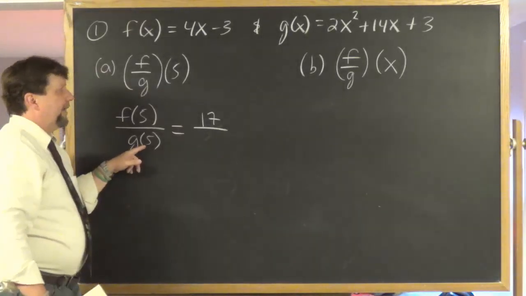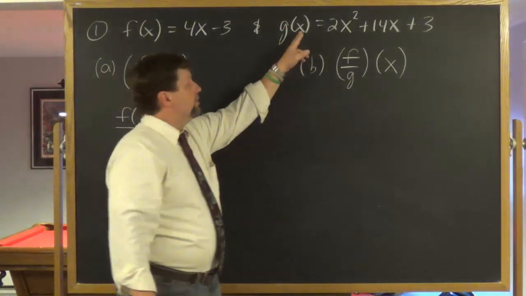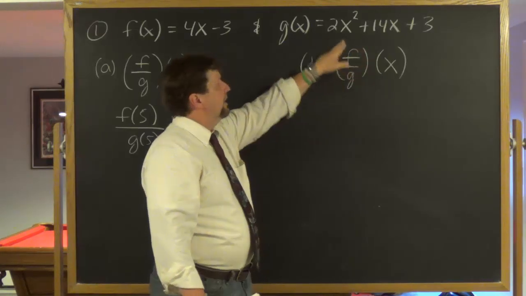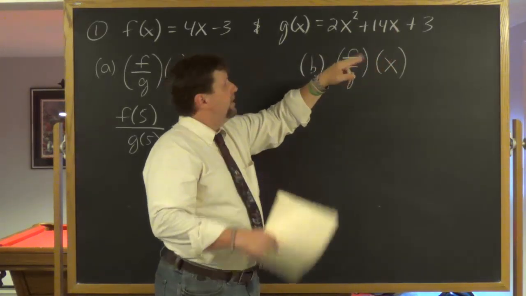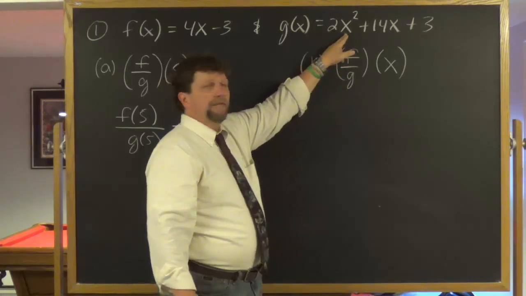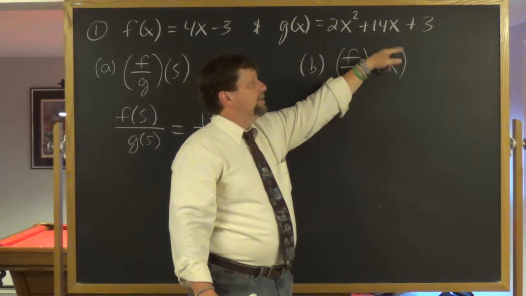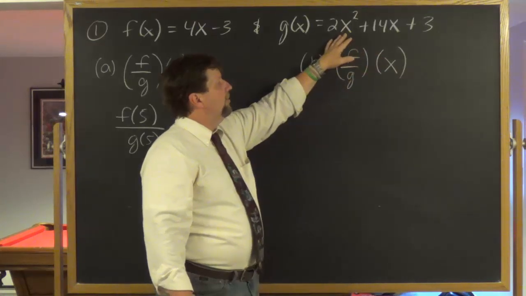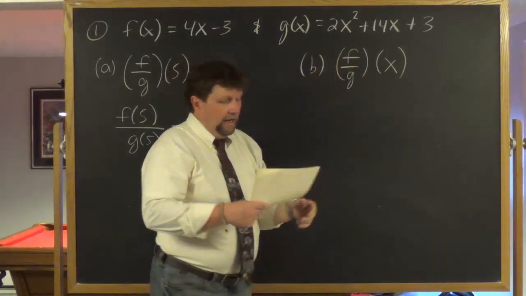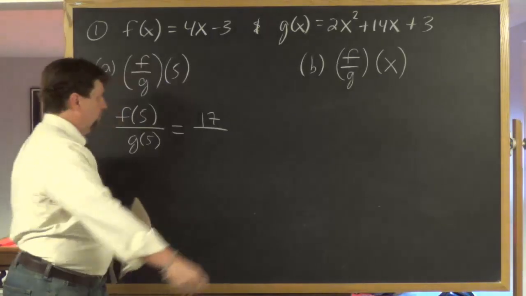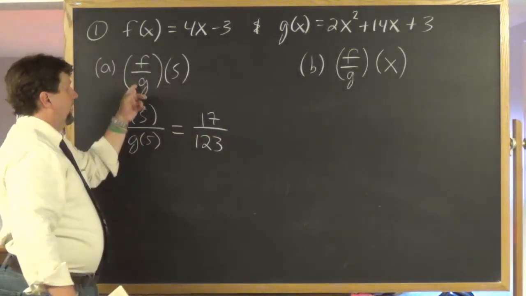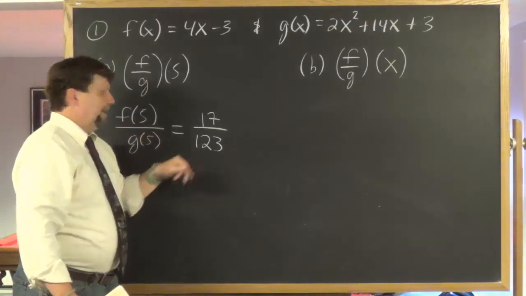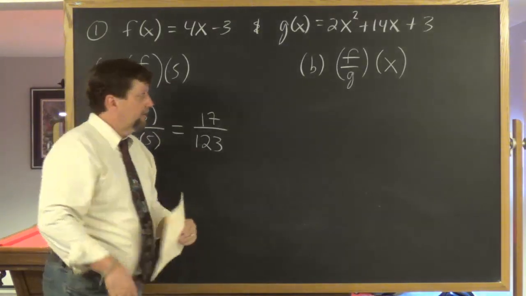So the f of 5 is 17. To get g of 5, we're going to put 5 into function g wherever we see an x. So a 5 would go there and a 5 would go there. And when I do 2 times 5 squared plus 14 times 5 plus 3, I crank that through my calculator, I get 123. So the f divided by g of 5 is 17 over 123.